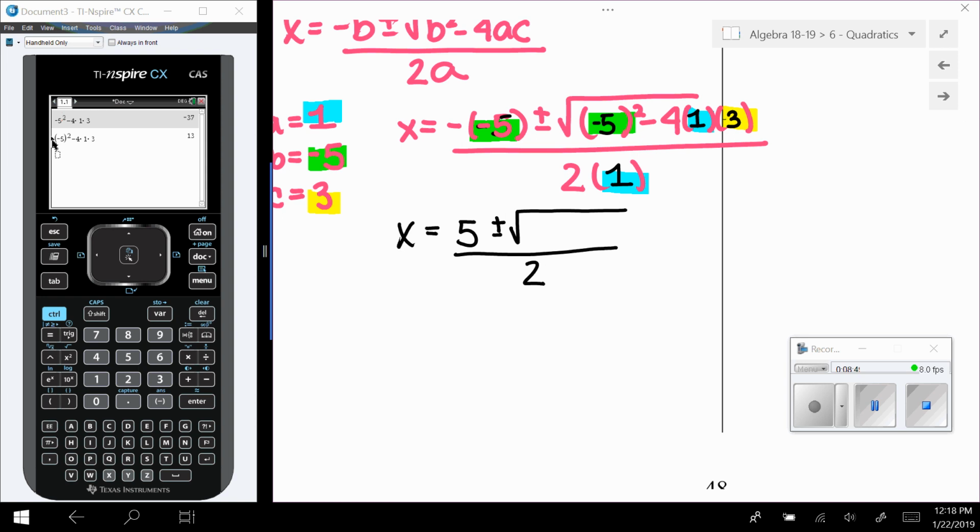And then I put parentheses, negative 5 squared minus 4 times 1 times 3. So one gave me a solution of negative 37, and the other one gave me 13, okay? So the way you type this in on the calculator matters. The correct one is the second one, because I put the parentheses around that negative 5.